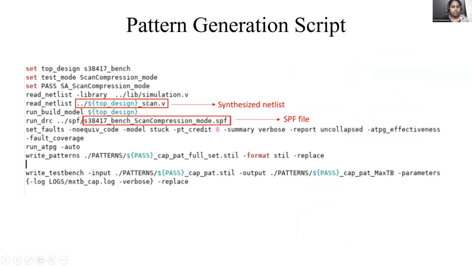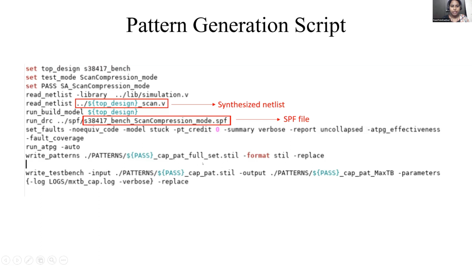And this is for the library files. Now the read netlist part, the second one, is to read the scan inserted netlist that we have synthesized using Design Compiler. This is the part for the SPF for the DRC check. Now the next line is to set the fault model, which is stuck-at; here we are concentrating on stuck-at faults. And then if everything goes right, we'll run the run_atpg command on the tool.